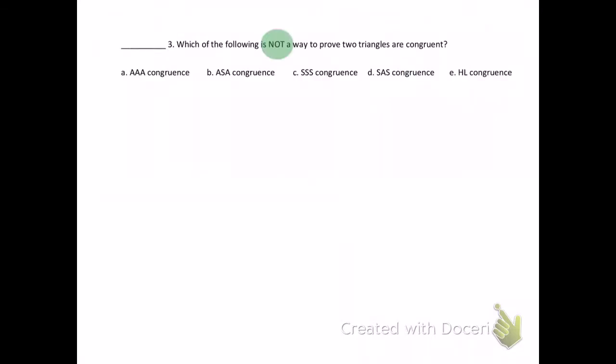Number 3, which of the following is not a way to prove that two triangles are congruent? Look over the window and see if you can see the congruence flip book, and find the one that's not on the congruence flip book.